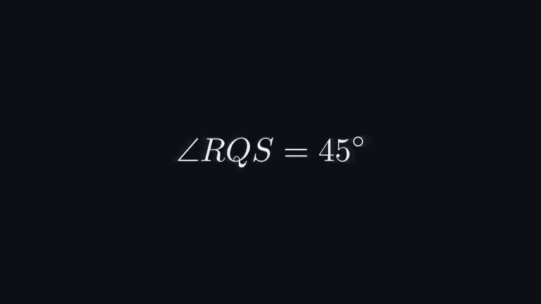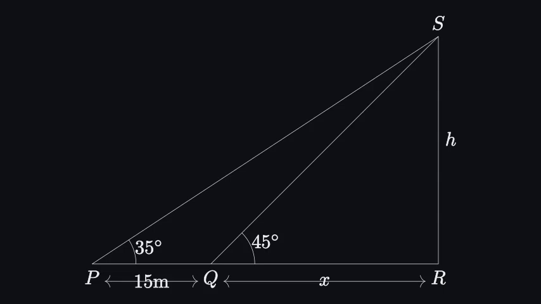Now, let us check the diagram. P, Q, and R are on the same horizontal line. Length of RS is the height of the tower, so length of RS equals H. The distance between P and Q is 15 meters. The distance from Q to the foot of the tower is X. The distance from P to the foot of the tower is 15 plus X. The angle of elevation from P is 35 degrees. The angle of elevation from Q is 45 degrees. This is the completed diagram. Now that the diagram is clear, we can solve for the height of the tower.